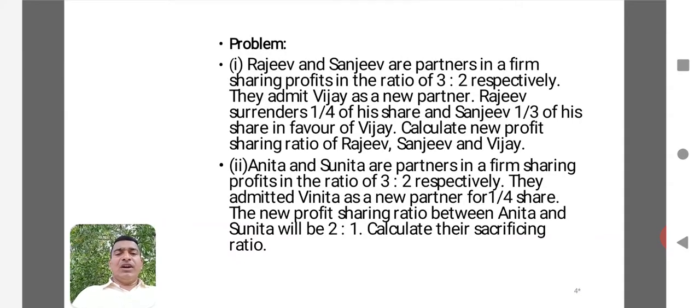Now try to understand what type of case it is. Here Rajiv and Sanjeev are sharing profits and losses in the ratio of 3:2, in the sense the old ratio is already given. They admit Vijay as a new partner. Here Vijay is admitted and you are supposed to calculate the sacrifice ratio. This is a problem relating to the sacrifice ratio. Rajiv surrenders 1/4 of his share to Vijay, the new partner, and Sanjeev surrenders 1/3 of his share to Vijay. Now we have to calculate the sacrifice ratio.